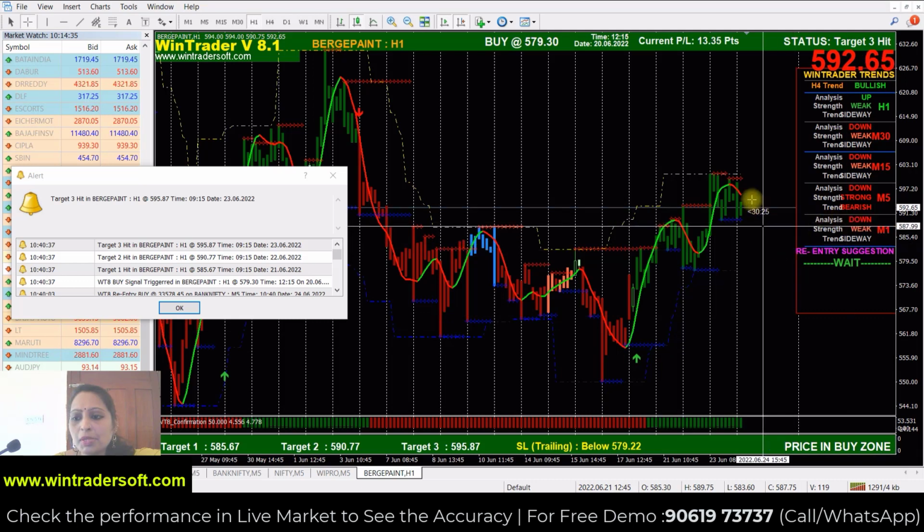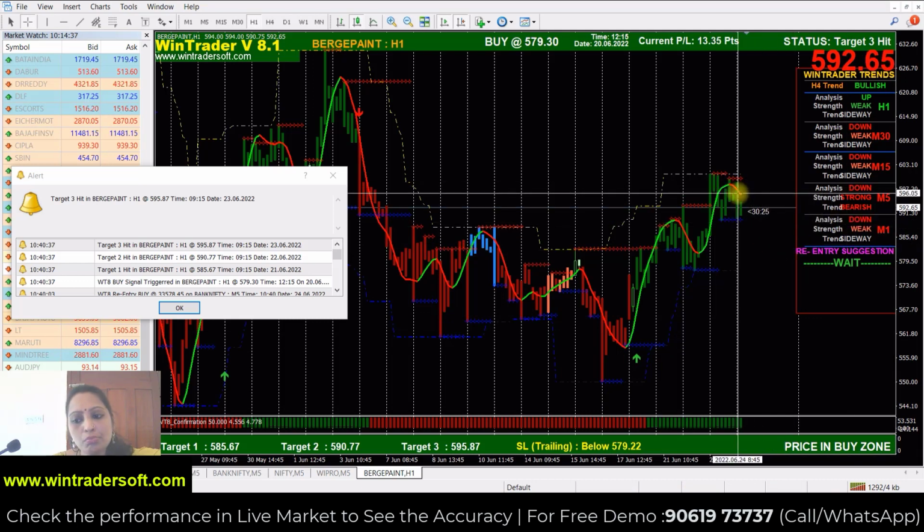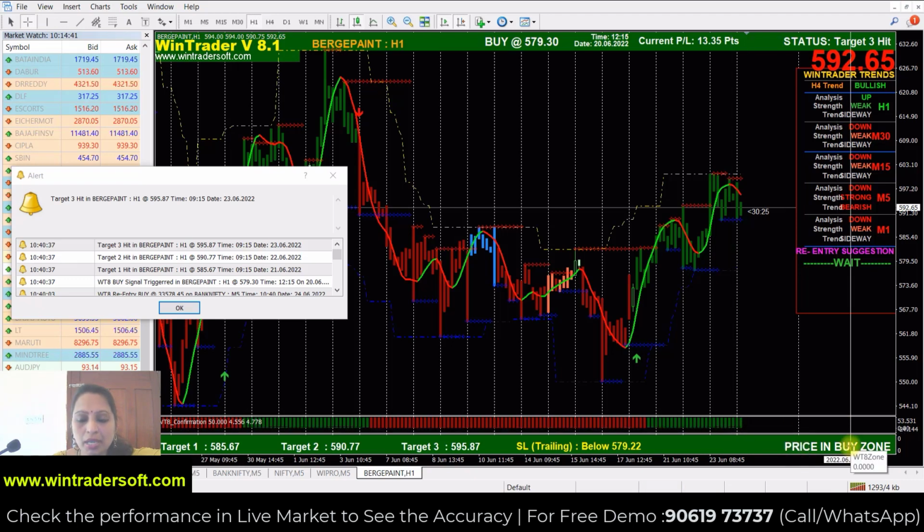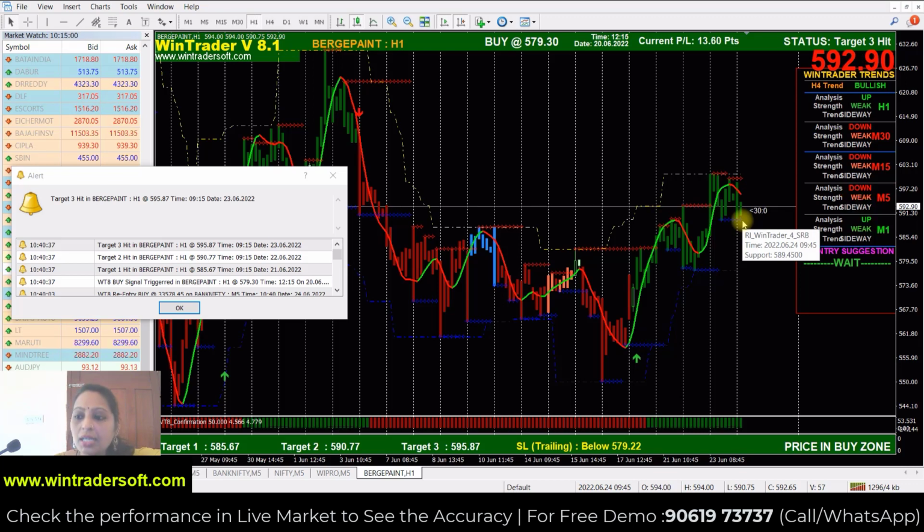Today the market trend is slightly going down, but you can check on the bar below is also showing green and the price is also in buy zone. So again there is a chance the market will go up. You can see these red stars here, that is a resistance level of the market, and below you can see these blue stars, that is a support line. The current support is showing 589.45, and the current market rate is 592.90.